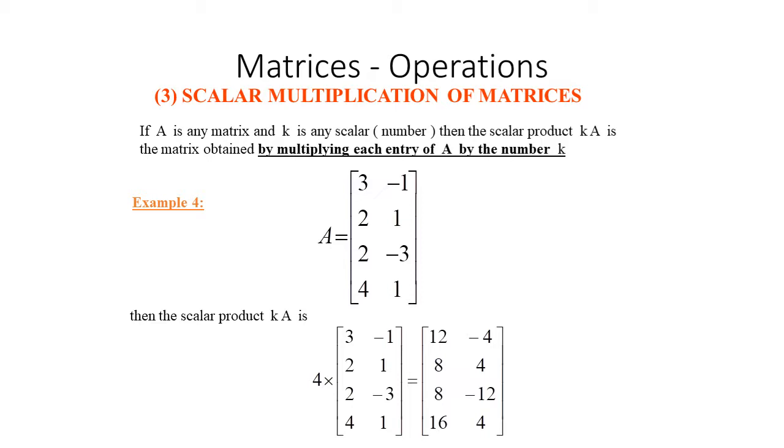So now what should I do? I have to multiply this 4 with every number inside the matrix. That is 4 multiply 3, 12. 4 multiply minus 1, minus 4. 4 multiply 2, 8. 4 multiply 1, 4. 4 multiply 2, 8. 4 multiply minus 3, minus 12. 4 multiply 4, 16. 4 multiply 1, it is 4. So I got the scalar multiplication of the matrix. Here I take 4, but you can take any number and you can multiply.